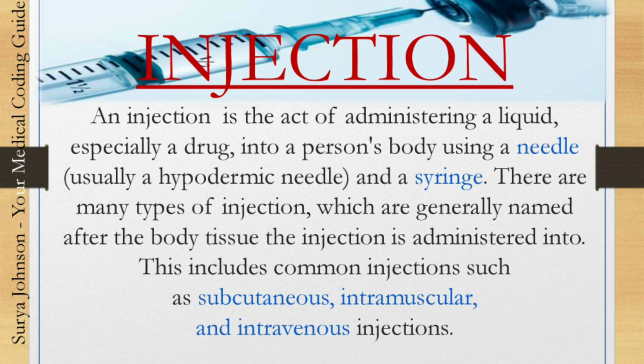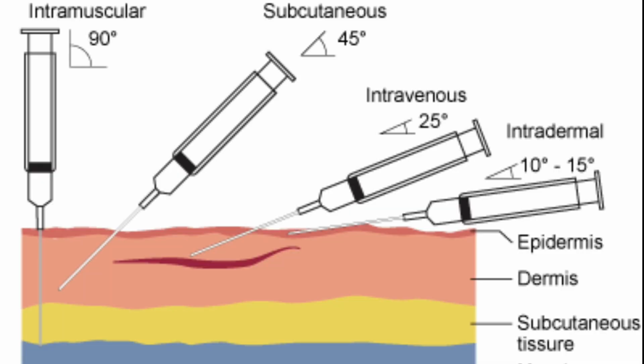There are many types of injections which are generally named after the body tissue the injection is administered into. If the injection is given in the subcutaneous area, then it is called subcutaneous injection. When it is given in the muscles, it is called intramuscular injection. When it is given in the vein, then it is called intravenous injection.